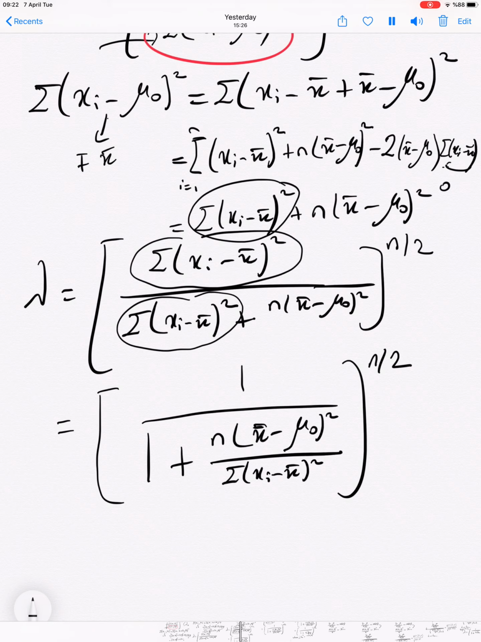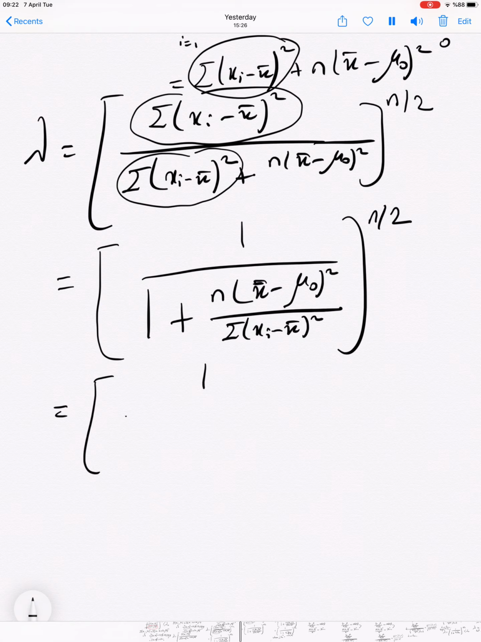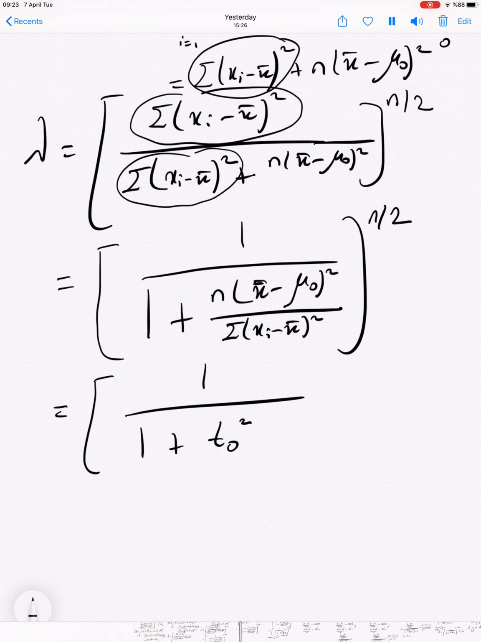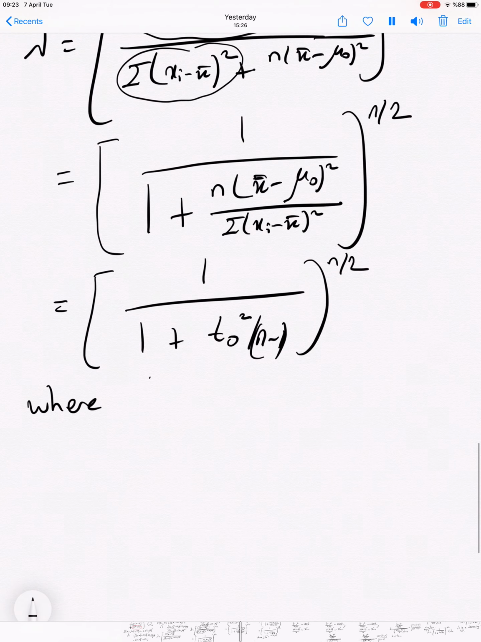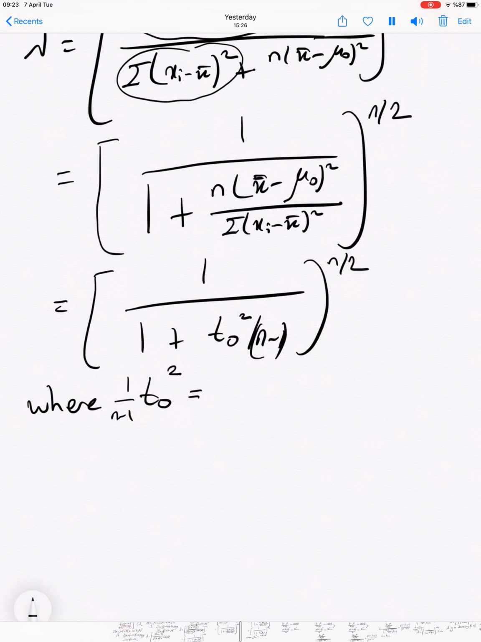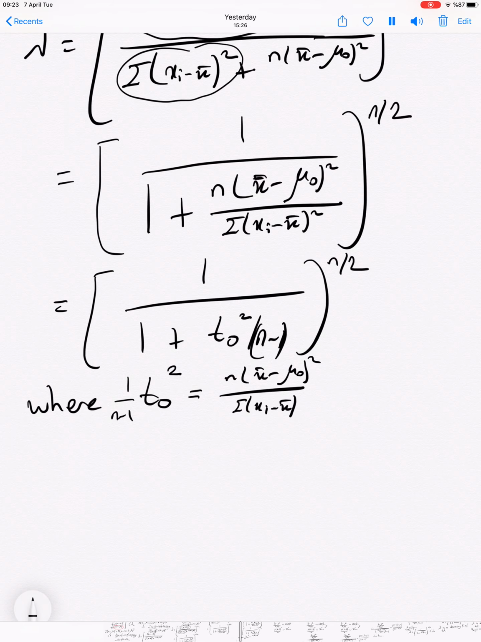So if we define it as 1 over 1 plus t0 square, let's see, do we have to add some, we have to divide it by n minus 1, this whole thing, n over 2, where t0 square is, or let me define t0 square over n minus 1 term equals n x bar minus mu 0 whole square divided by summation xi minus x bar whole square.